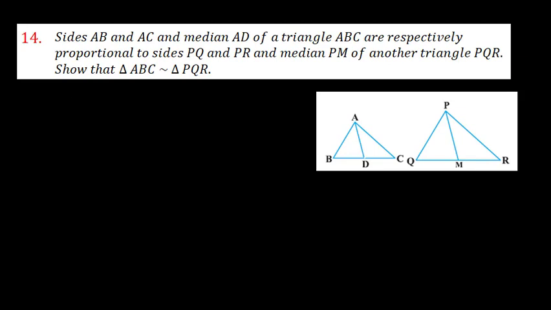Hello everyone. Now let us see this question 14. Side AB and AC and the median AD of the triangle ABC are respectively proportional to side PQ and PR and the median PM of another triangle PQR. You have to show that triangle ABC is similar to triangle PQR. So let us first write what is given.